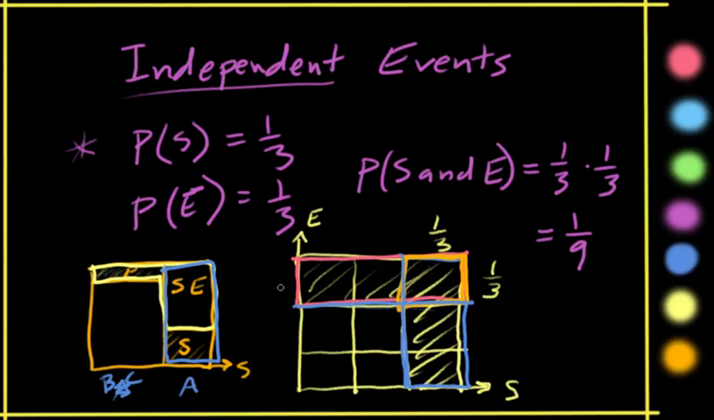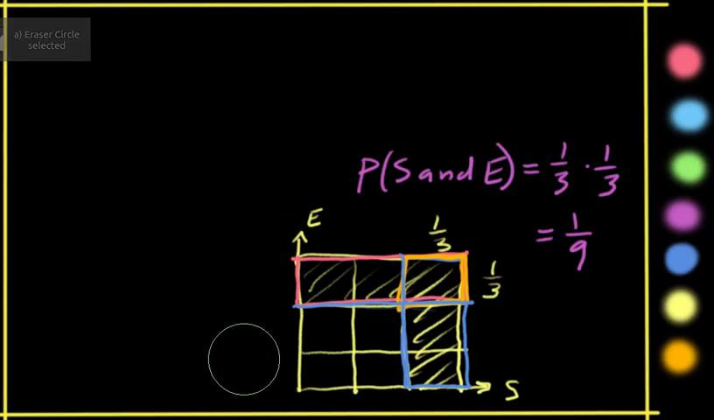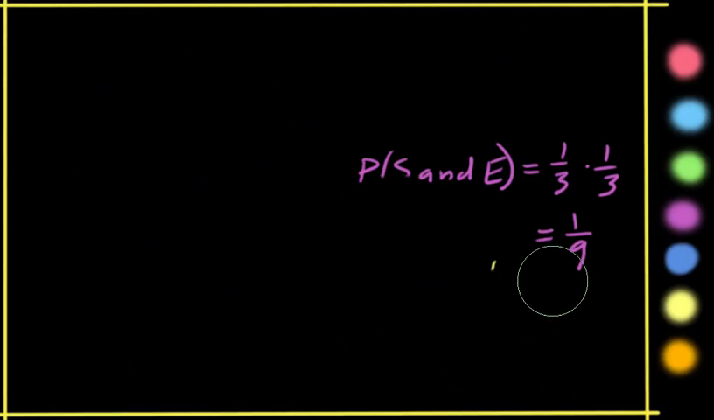So, okay, hopefully that made some sense. Let's go on to another concept. So that's independent events. When you have independent events, you can multiply the probabilities. Let's talk about something else. So let's talk about conditional probabilities.